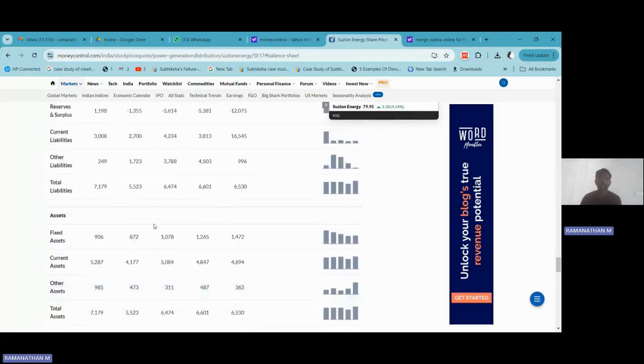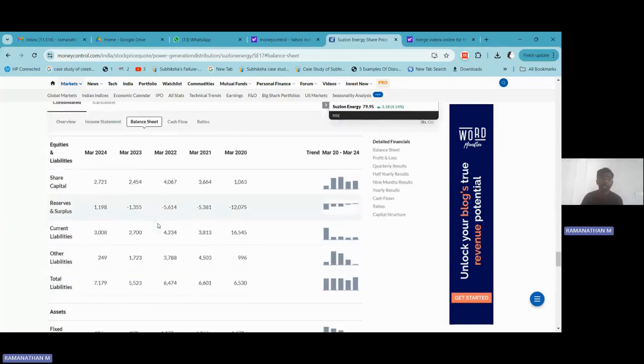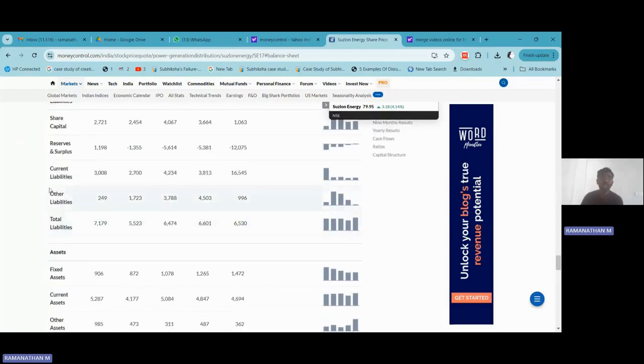They have balanced it, so we can read the balance sheet from this itself. They have nearly 1,200 in reserve and surplus. The share capital amount is now 2,729, and among those, they have kept 1,198 separately as a surplus or reserve amount. Their current operating liability is 8,000 and other liabilities is 250.